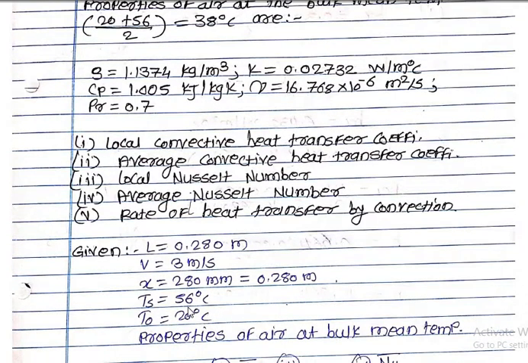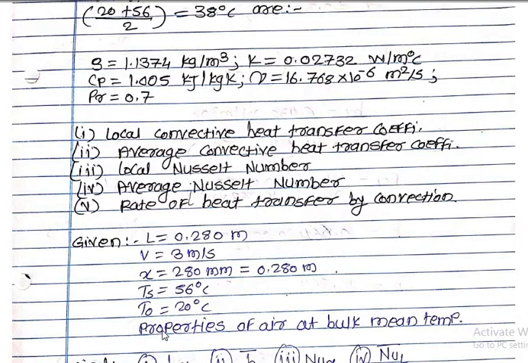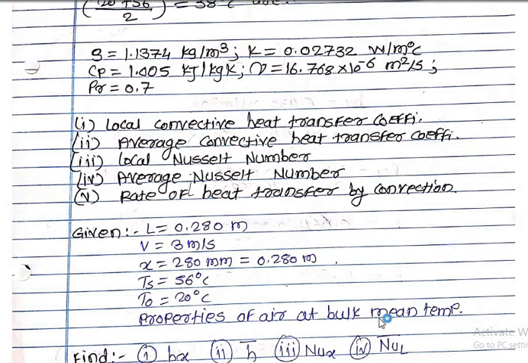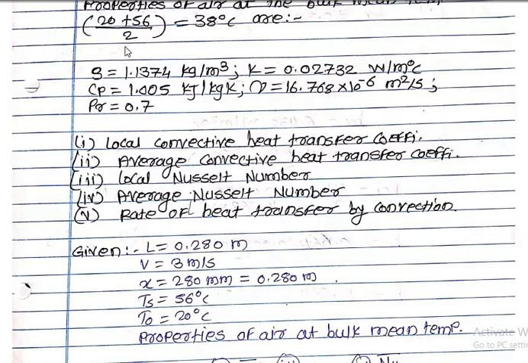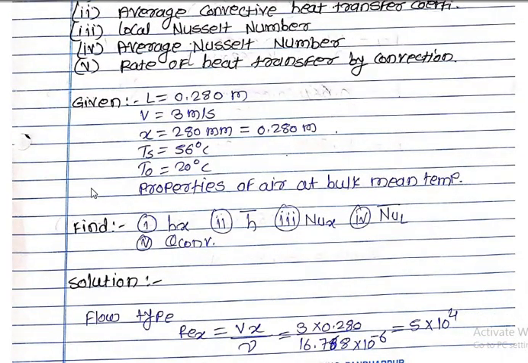Surface temperature is given as 56 degrees Celsius and the fluid temperature is 20 degrees Celsius. So properties of air at a bulk mean temperature are also provided. So that is nothing but what? The bulk mean temperature 20 plus 56 divided by 2 is 38 degrees Celsius, and these properties of air at the bulk mean temperature are provided. So here we have to find out the local heat transfer coefficient, average heat transfer coefficient, local Nusselt number, average Nusselt number, and total heat transfer by convection. So these 5 unknowns we have to find out.